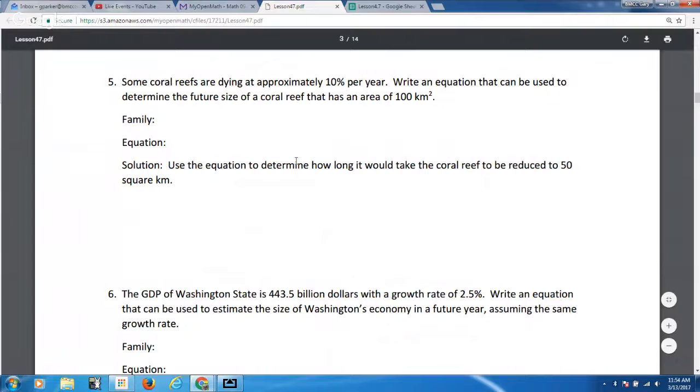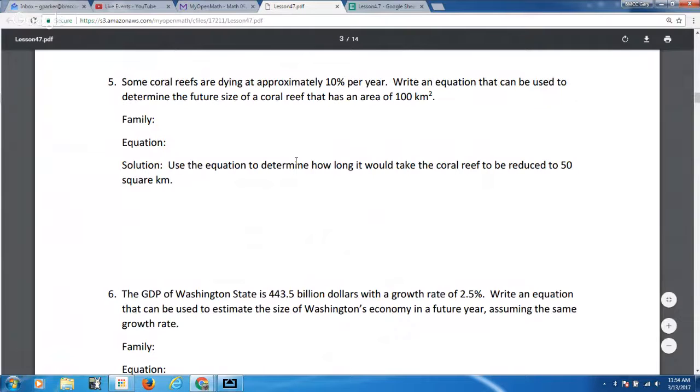Other types of equations that we worked with were, hang on one sec. Sorry for the interruption.